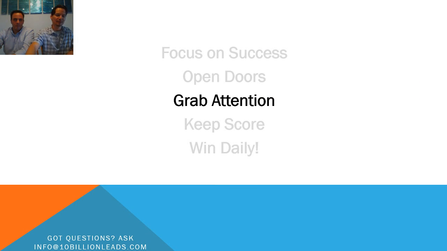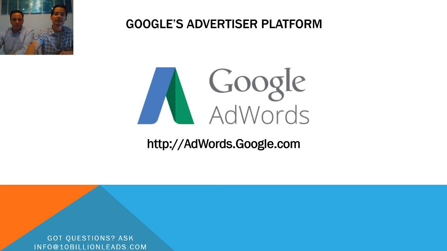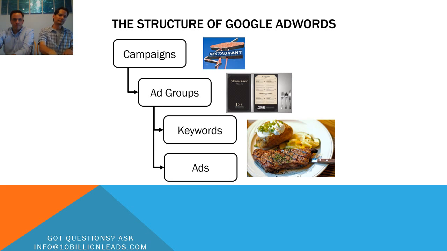All right, so now that we have the website out there, the next thing we want to do is get people to your website. To do that, we're going to use Google AdWords. That's adwords.google.com, Google's free platform for advertisers. And AdWords has the following structure, which I often like to compare to going out to eat dinner. You have your restaurant, you have your menu of selections, and then you have your carbs and proteins.